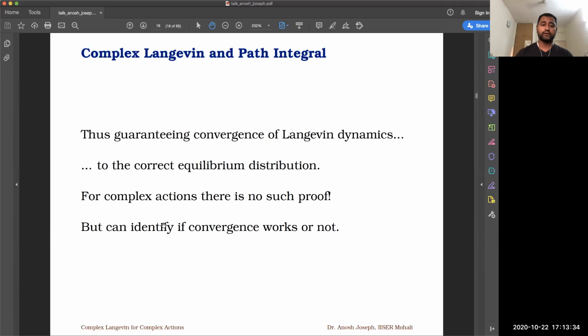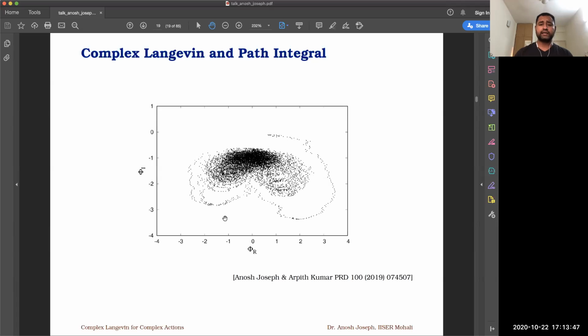I mean, not yet. But we can identify whether convergence works or not. There are certain tools, or diagnostics, we can make use of to identify whether it works or not. So here is a sketch.